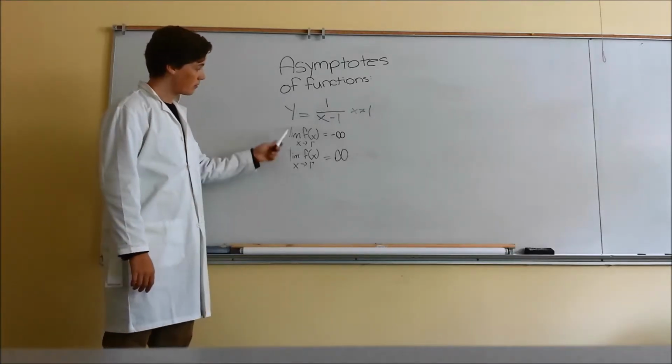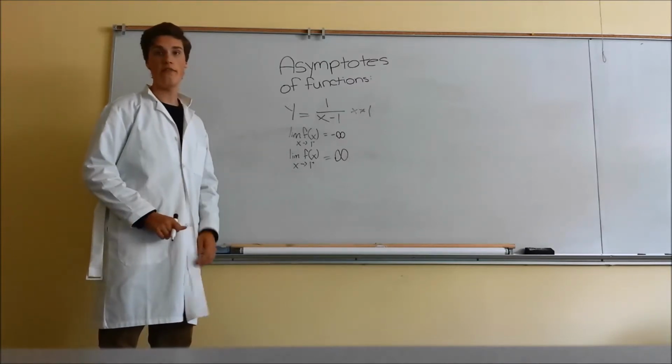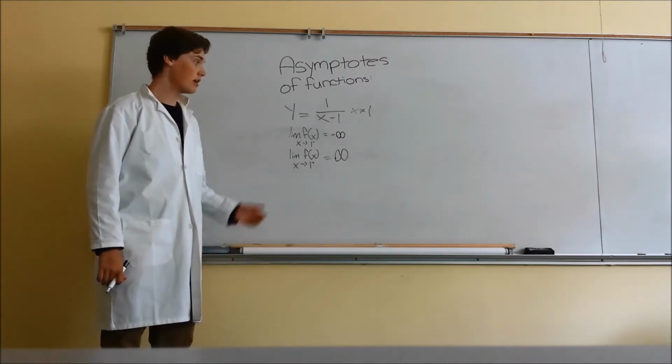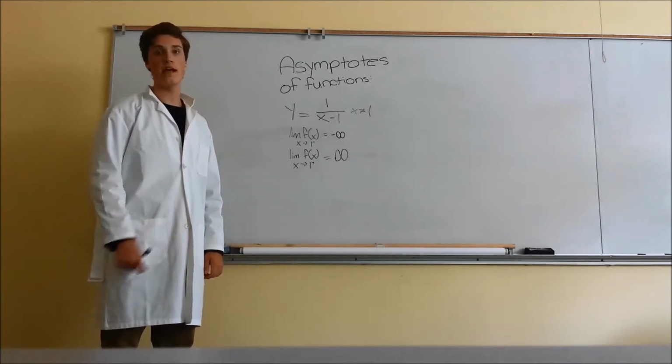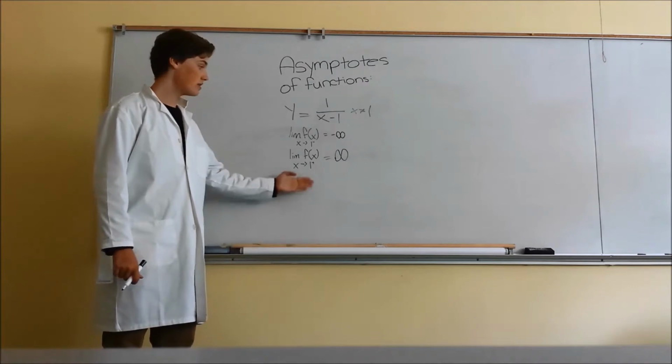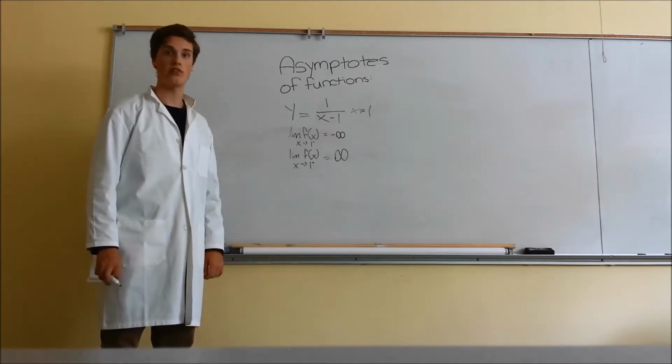Because the limit approaching our restriction from the left and the right are approaching negative infinity and infinity, we can say that there is a vertical asymptote at x equals 1, which is our restriction.